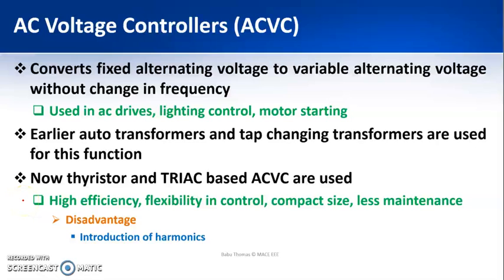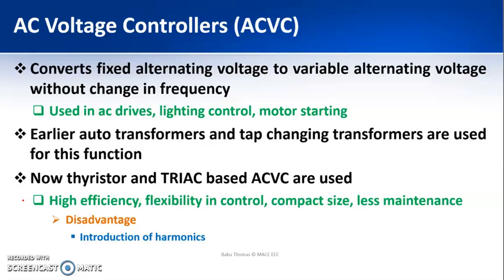Hi all. Now we are going to discuss AC voltage controllers. The basic function of AC voltage controllers is to convert fixed alternating voltage to variable alternating voltage without change in frequency. The basic example you can consider is an auto transformer. You are able to regulate the output voltage without change in frequency by using an auto transformer, or it can be done using tap changing transformers.